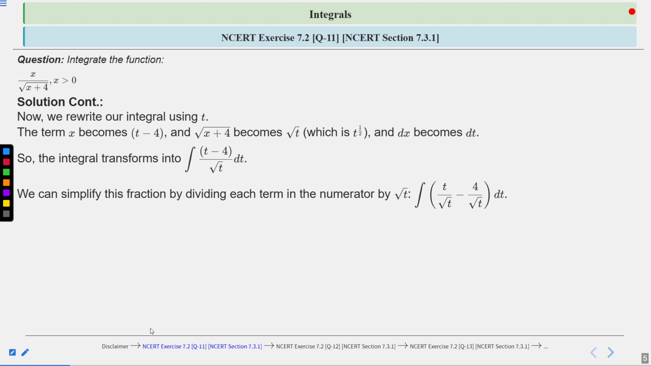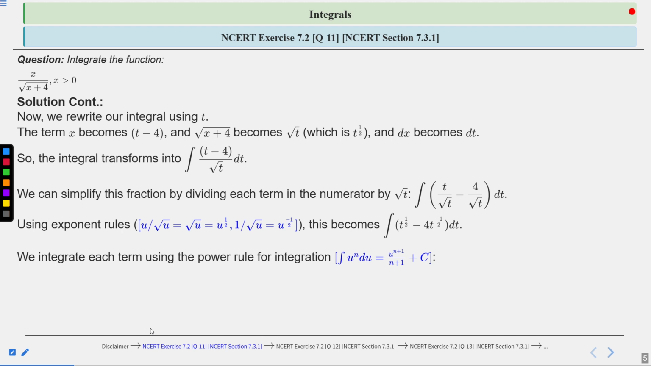Now we can simplify this fraction by dividing each term in the numerator by root t. So it is integration of t upon root t minus 4 upon root t dt. Using the exponent rule, we know that u upon root u is basically root u, which is u to the power 1 by 2, and 1 upon root u is basically u to the power minus 1 by 2. This becomes integration of t to the power 1 by 2 minus 4t to the power minus 1 by 2 dt.